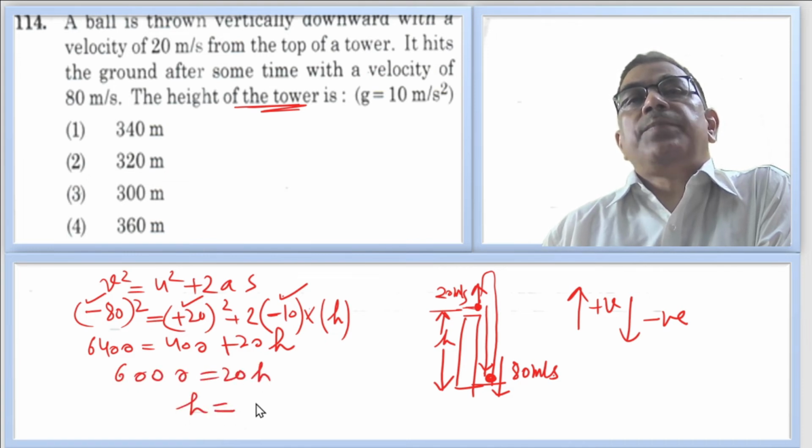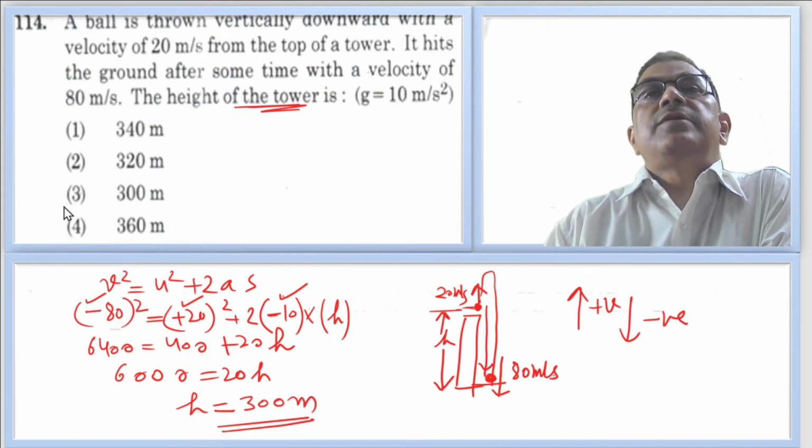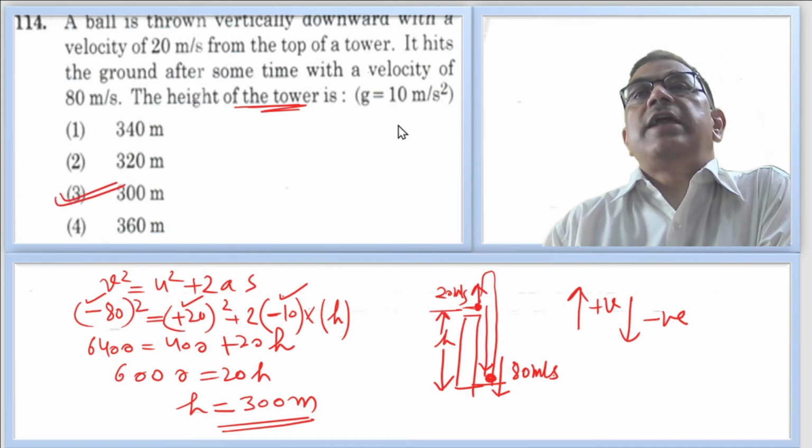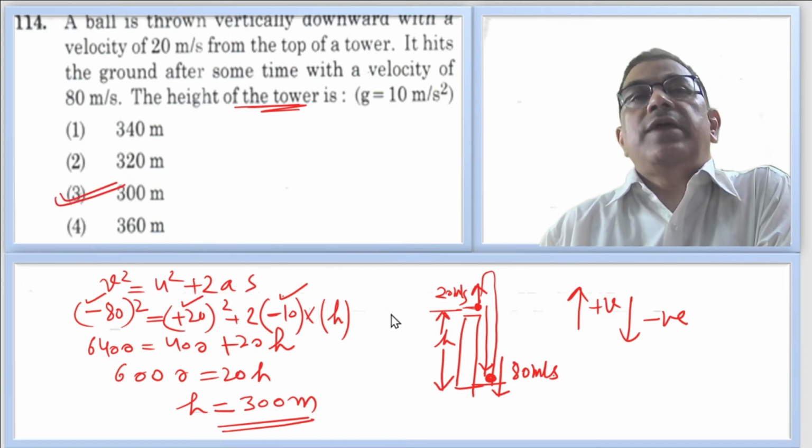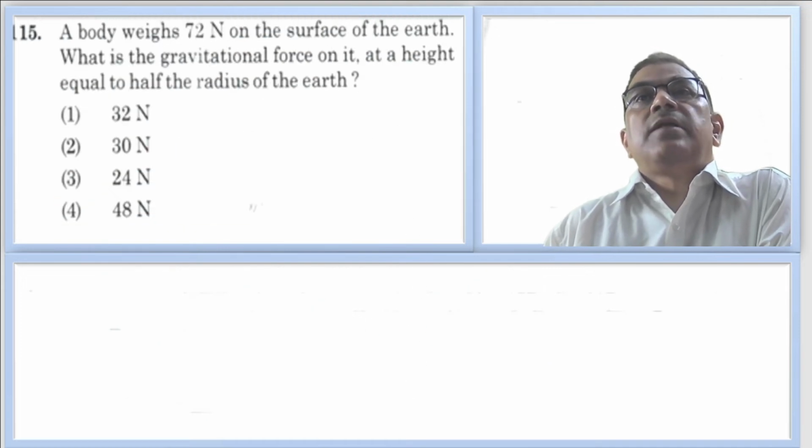So h is equal to how much? This is equal to 300 meters. So 300 meters is the answer for you. This is the height of the tower above the ground. Is that right? Next part.